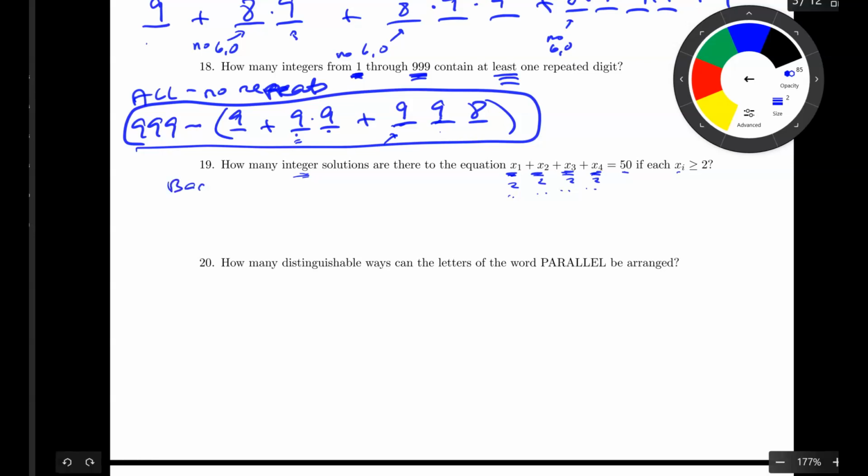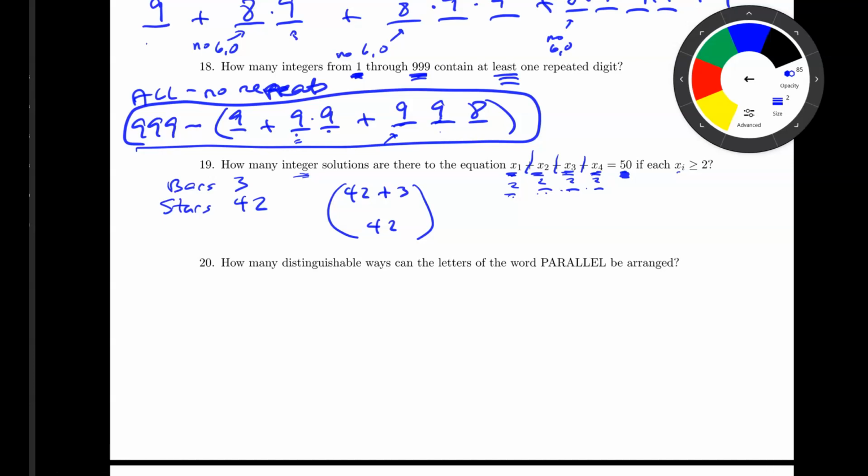So as far as the bars go, there's going to be 3 bars to separate the 4 numbers, right? And then how many stars? So I have to have a total number of 50, but I've taken 2, 4, 6, 8 of them away, so there's really only 42 stars that I'm worrying about divvying up. So I'm going to be choosing 42 stars out of the 42 and the 3.